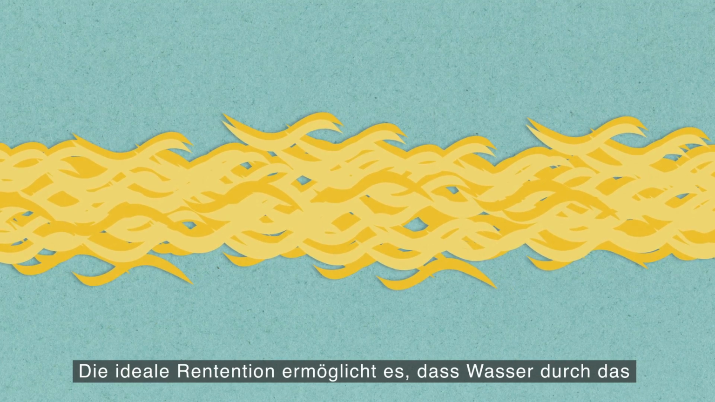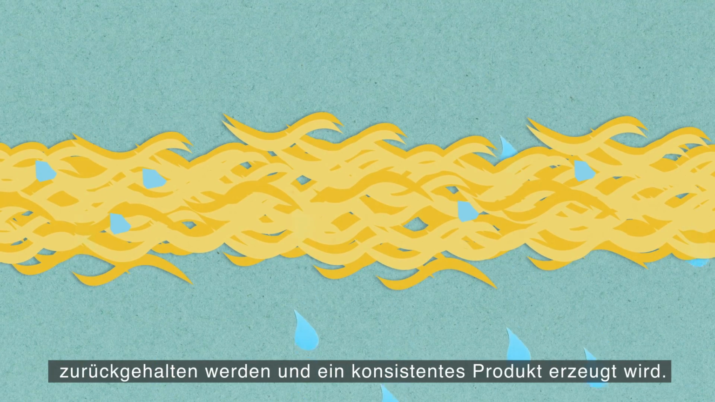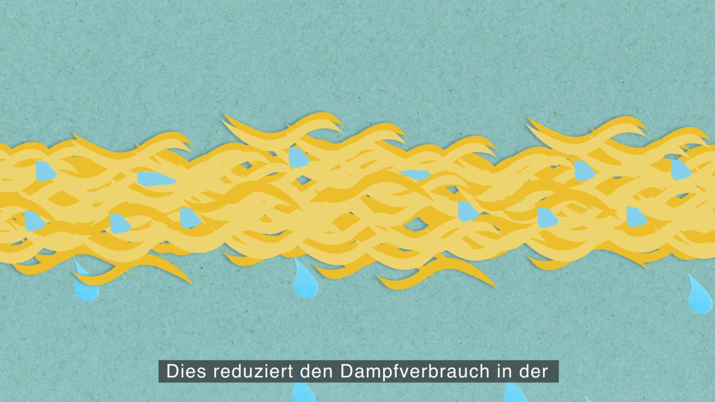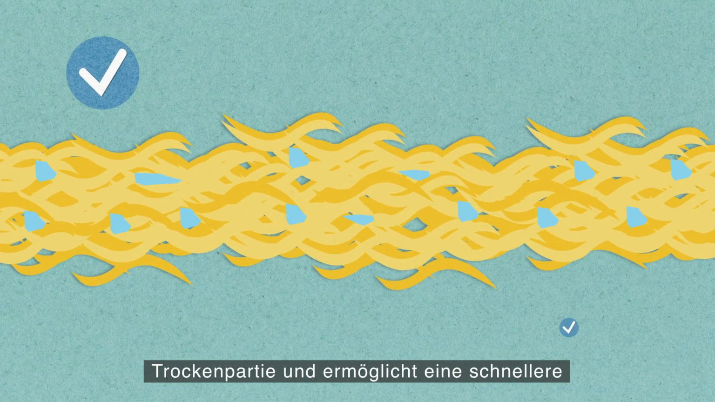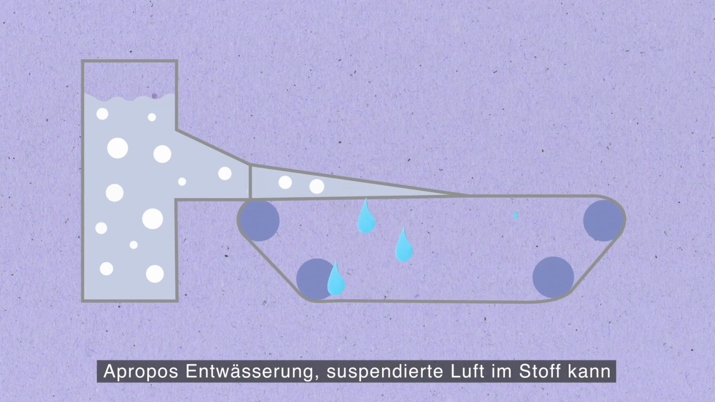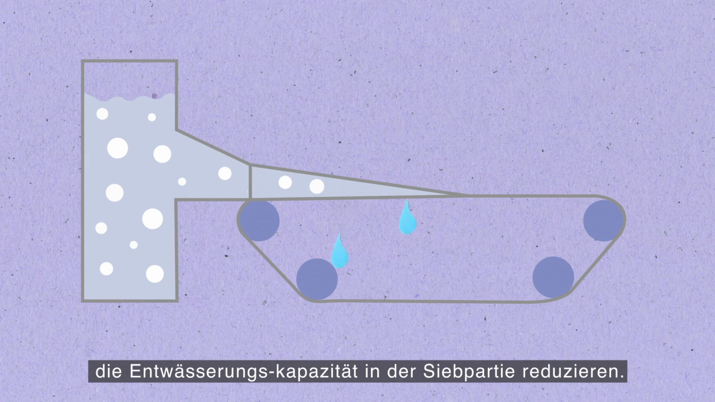Ideal retention allows water to drain through the sheet while retaining the paper machine chemicals and producing a consistent product. This reduces the steam required to dry the sheet in the dryer section and allows the machine to run faster as well. Talking about drainage, entrained air in the stock reduces dewatering capacity on wire section.